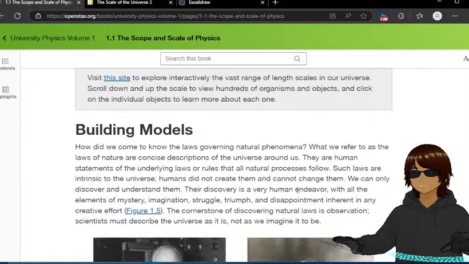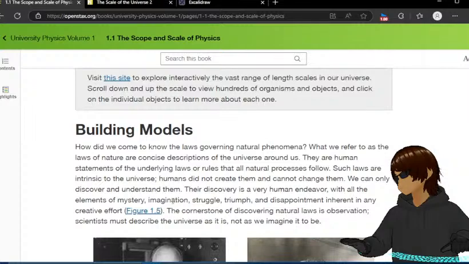Their discovery is a very human endeavor, with all the elements of mystery, imagination, and struggle. The cornerstone of discovering natural laws is observation. Scientists must describe the universe as it is, not as we imagine it.